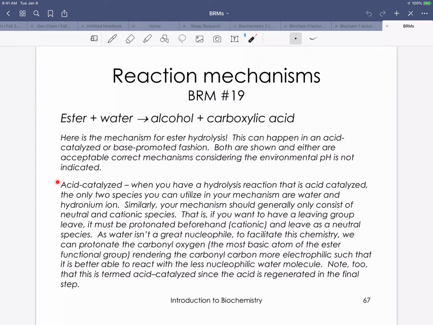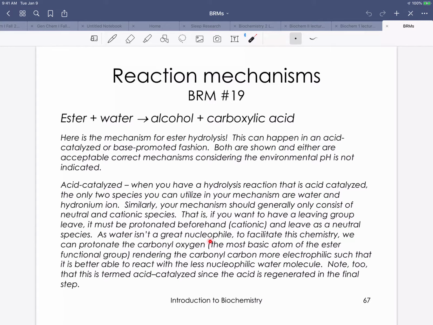So again, we'll begin with acid catalyzed, which is the more prototypical scenario. Having a hydrolysis reaction that's acid catalyzed, we need to think about the species that we can utilize in our mechanism. Remember, water is always a possibility, but in an acid catalyzed situation, hydronium is the other option. Because of that, our mechanism should really only have neutral and cationic species. So if we want to have a leaving group leave, we're going to protonate it beforehand to make it a cationic species, leaving as a neutral species.